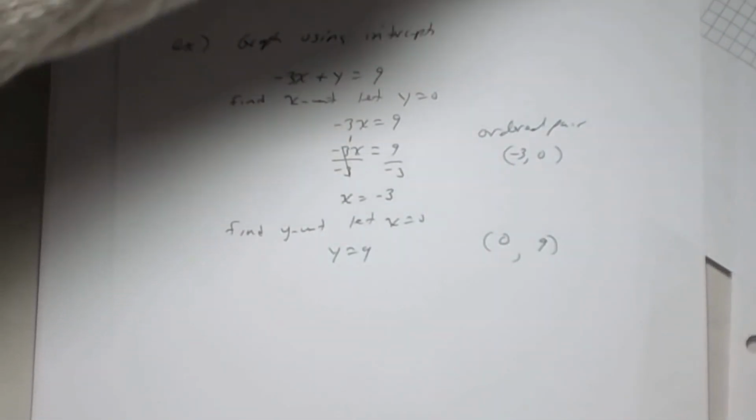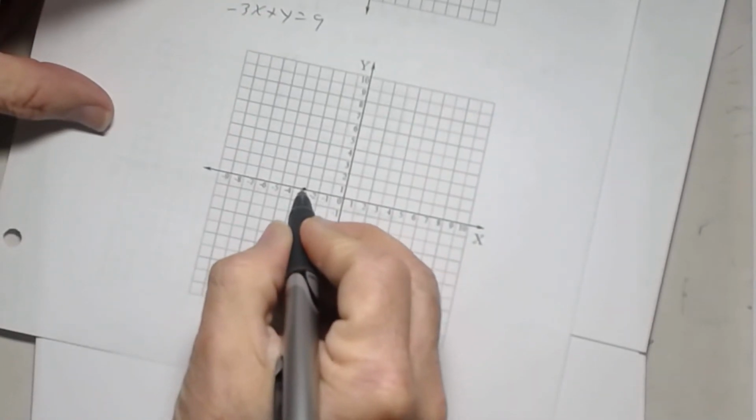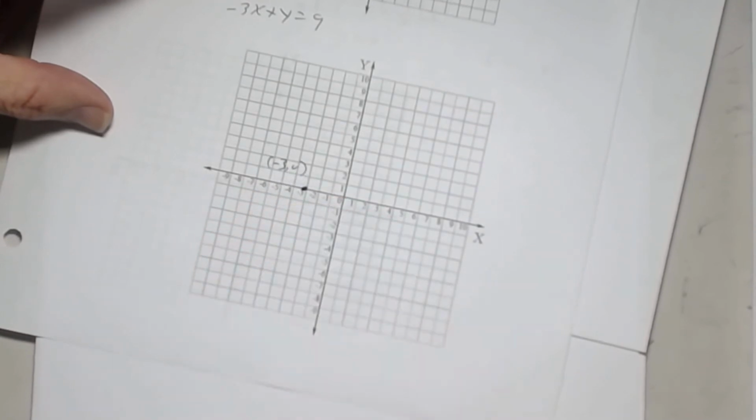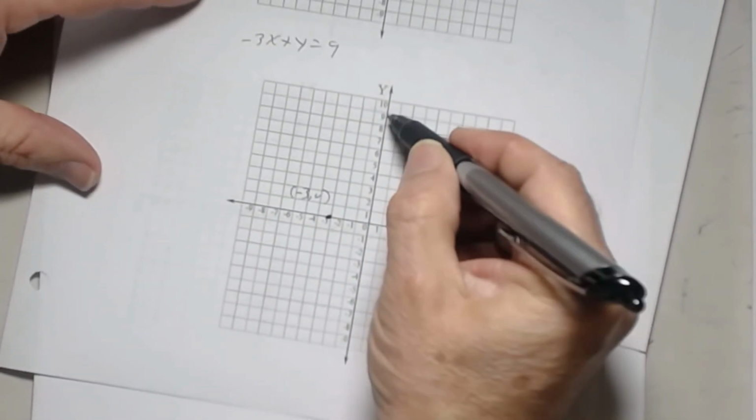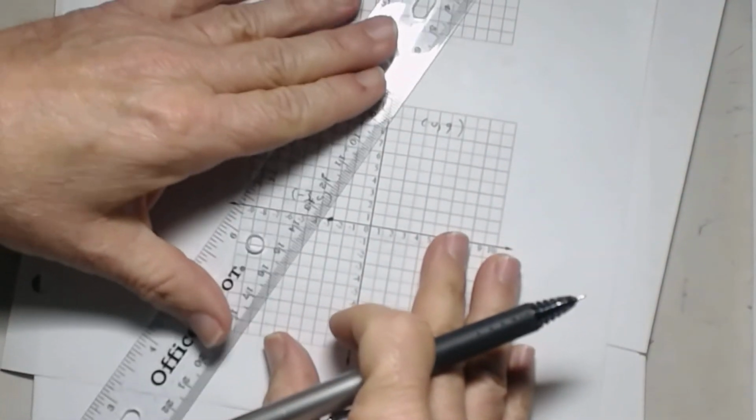We're going to do more with this next class period, but let's go ahead and plot those 2 points. This is negative 3x plus y equals 9. I get negative 3, 0 here. Label. And the other one was 0, 9, so that's here. You agree? And that's it. Draw your line, and you're done.